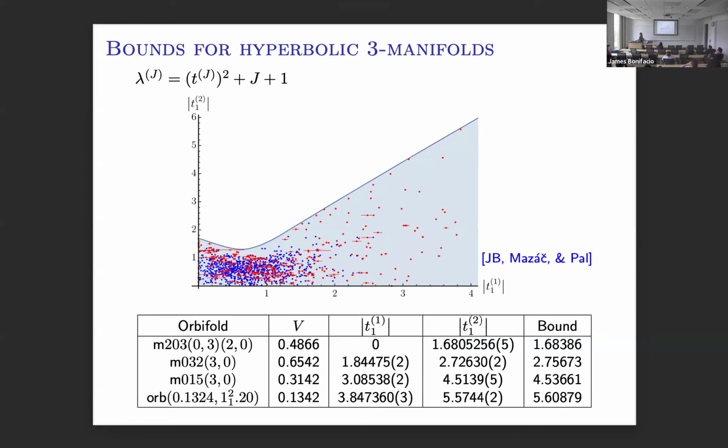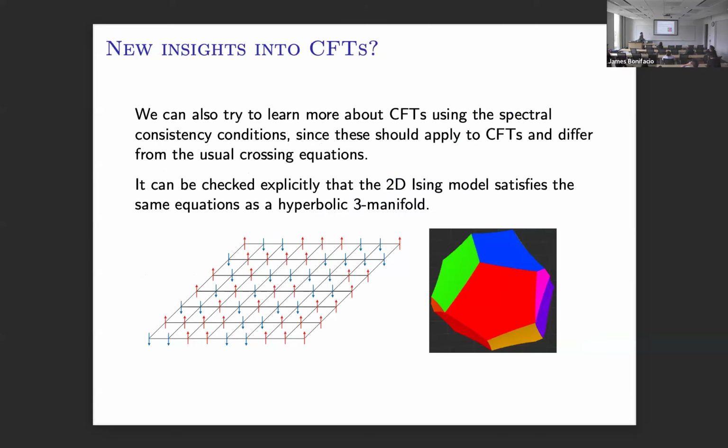And then you can play around with hyperbolic 3-manifolds as well. And then a year of my life was making this plot, which I'll skip over. It also turns out that these hyperbolic sum rules, in a sense, are applicable to CFTs themselves. So the 2D Ising model satisfies the same sum rules as a hyperbolic 3-manifold. And so this is an interesting future direction that we're thinking about.